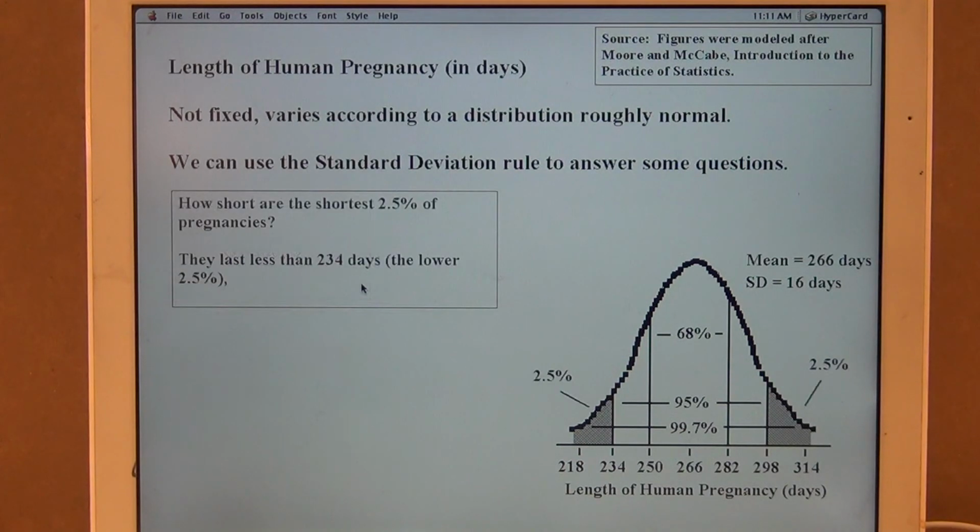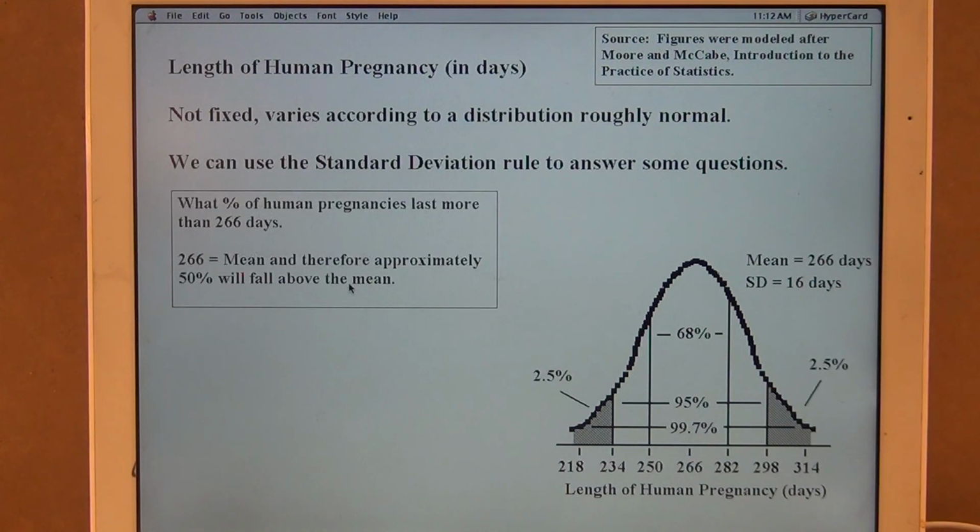Take a look at another question. How short are the shortest 2.5% of the pregnancies? Well, the 2.5% is here between negative 2 standard deviations and negative 3 standard deviations. So the shortest last less than 234 days, because that would be negative 2 standard deviations, and so that area is here.